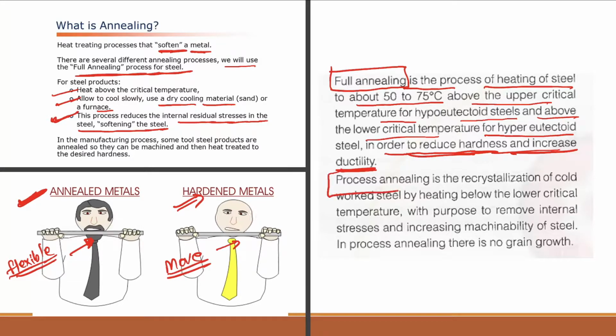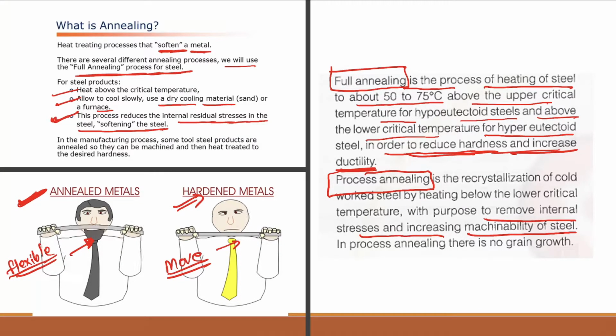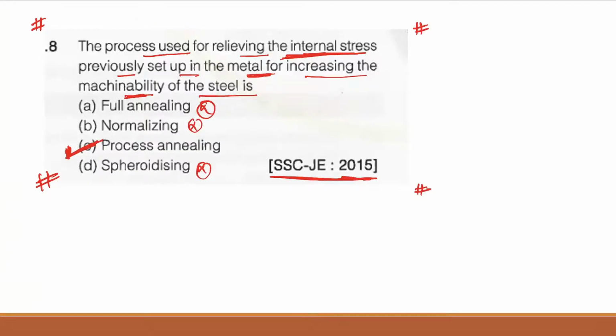But the process annealing is used to remove the internal stresses and increase the machinability of the steel, right? So in this process annealing process, there is no grain growth. That's why only process annealing is used. So here you have arrived at this answer, that process annealing is used for removal of internal stresses.